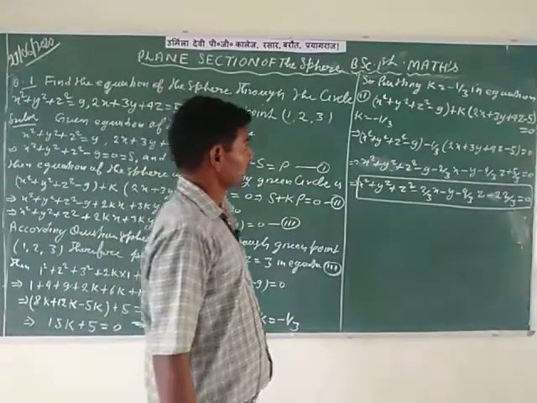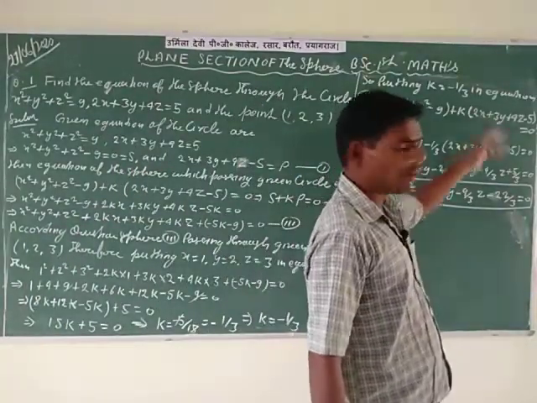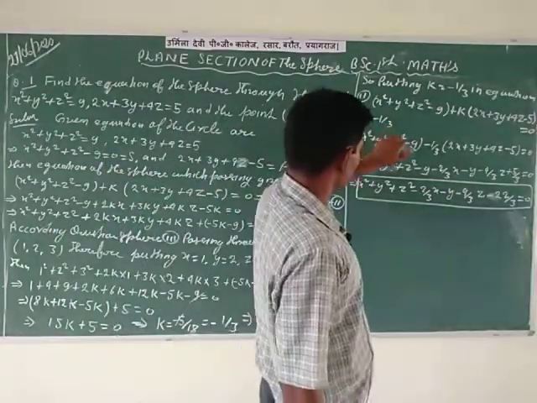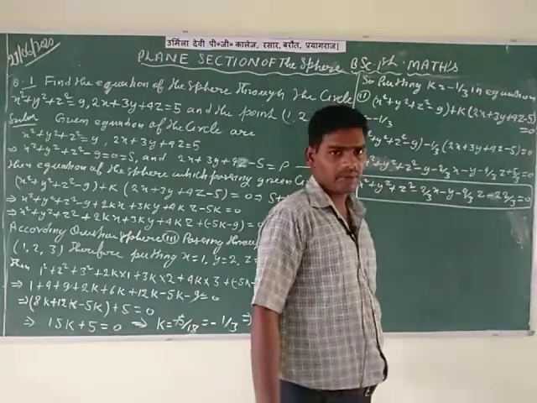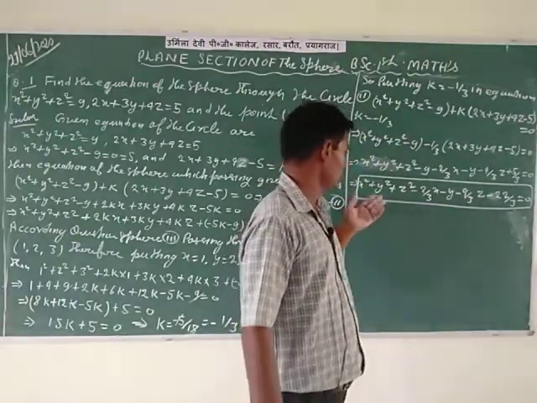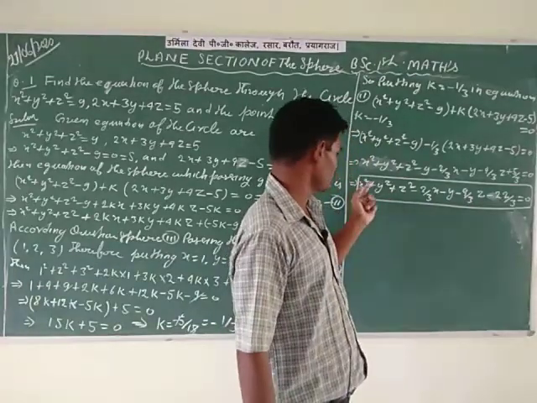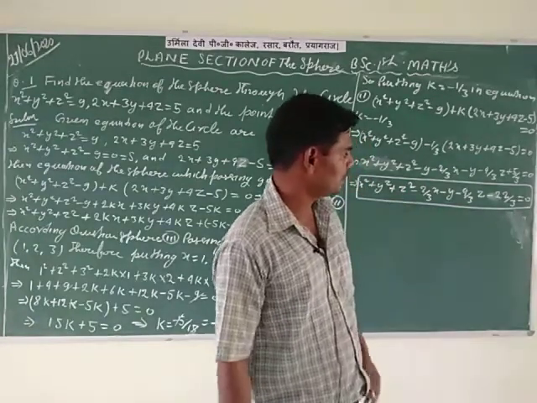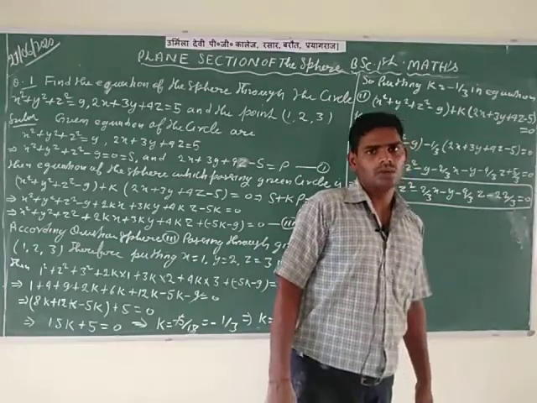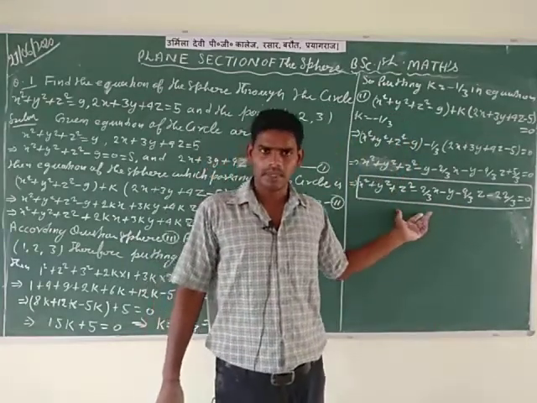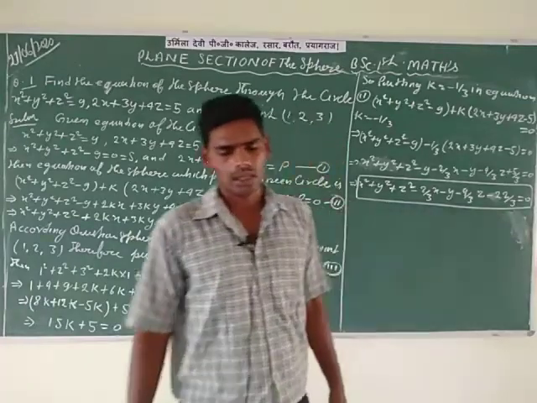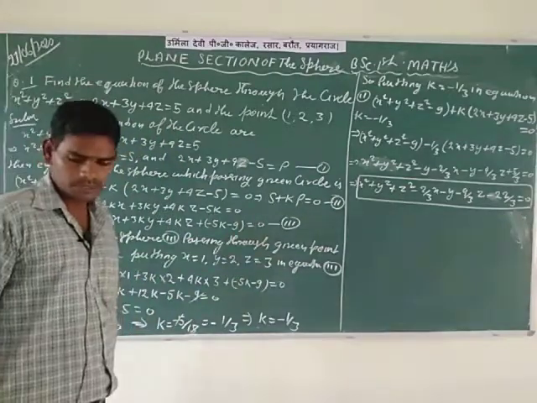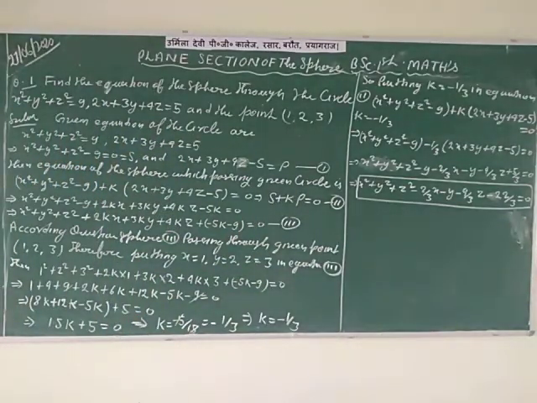After this, put the value k = −1/3 in equation second or third; you can use either one. Putting k = −1/3 and simplifying, the confirmed equation of the sphere is x² + y² + z² − (2/3)x − y − (4/3)z − 22/3 = 0. After comparing with the general equation of the sphere, you can calculate the radius and center of this sphere. So please take another question and write the second question.